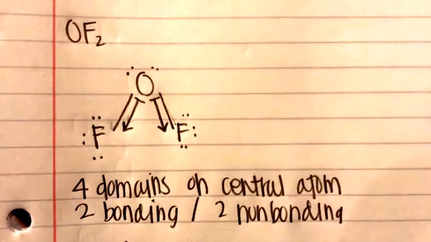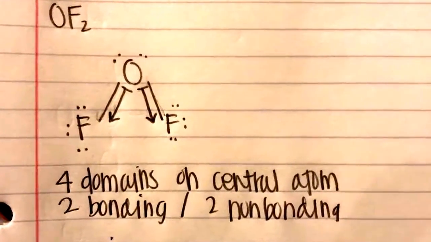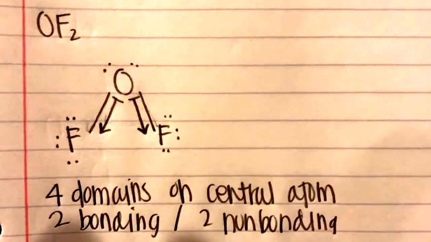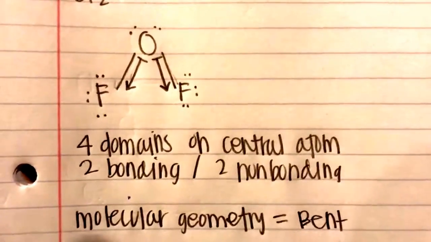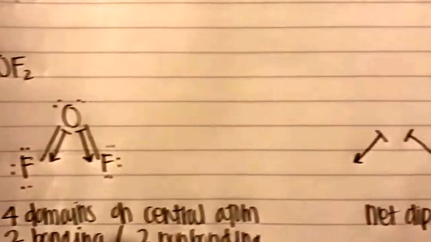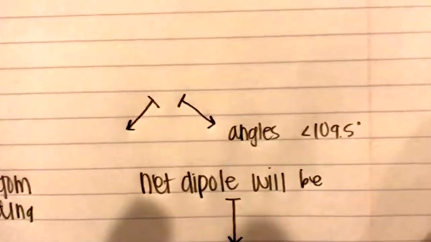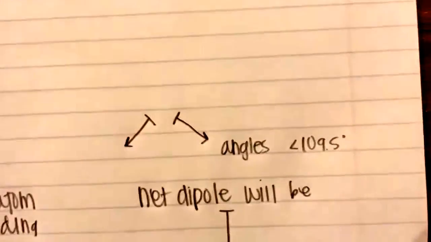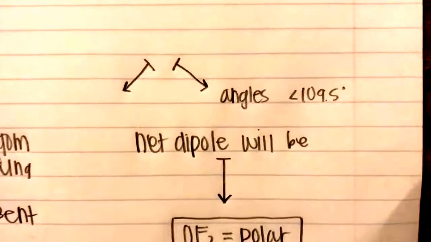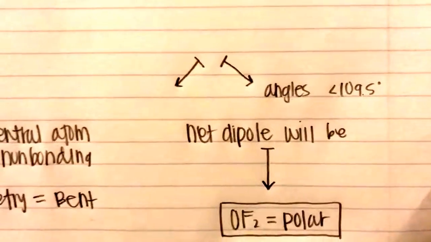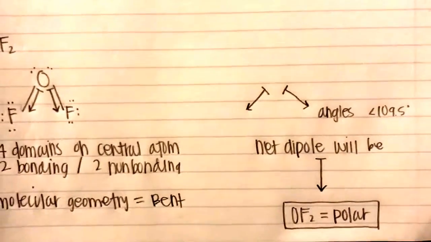Now, let's look at this molecule. Oxygen, the central atom, has 4 domains, 2 bonding and 2 non-bonding. This has a molecular geometry of bent. Now let's go over here and look at this. These are the bond dipoles at the top. This at the bottom is the net dipole. OF2 is polar because there is a net molecular dipole.